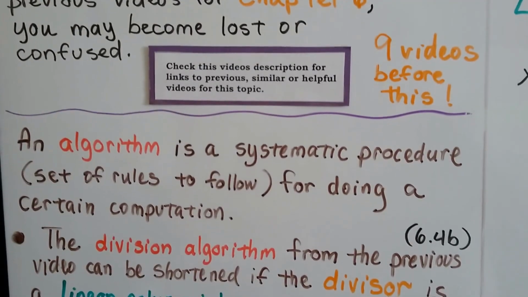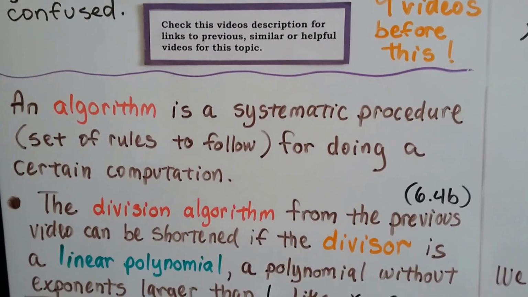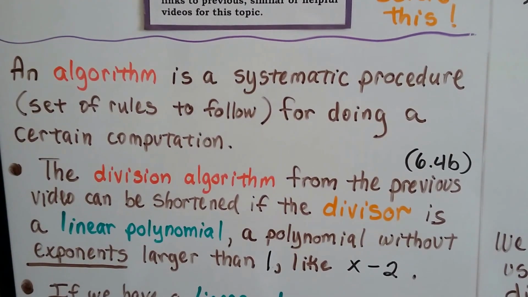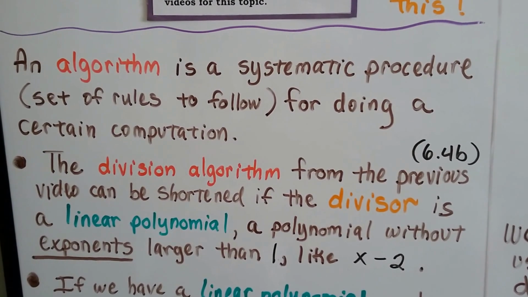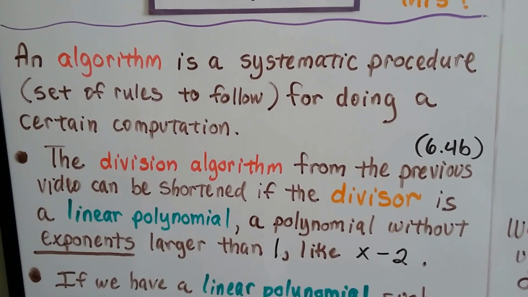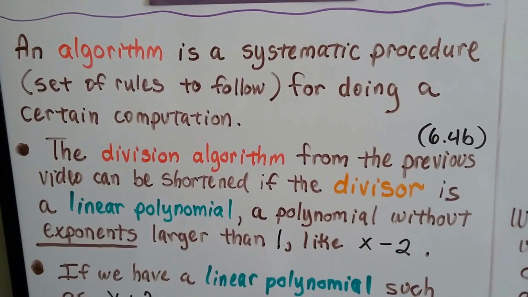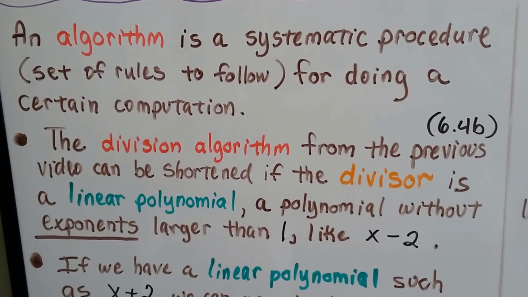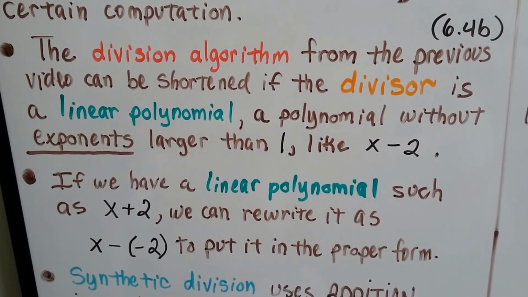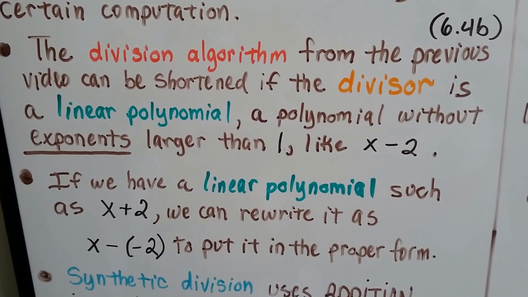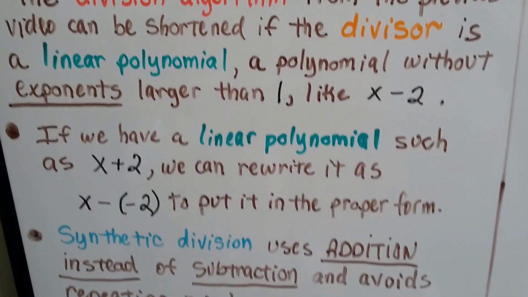An algorithm is a systematic procedure. It's a set of rules to follow for doing a certain computation. And the division algorithm from the previous video, 6.4b, the video right before this one, can be shortened if the divisor is a linear polynomial. It's a polynomial without exponents larger than 1, like x minus 2. If we have a linear polynomial, such as x plus 2, we can rewrite it as x minus a negative 2 to put it in the proper form.